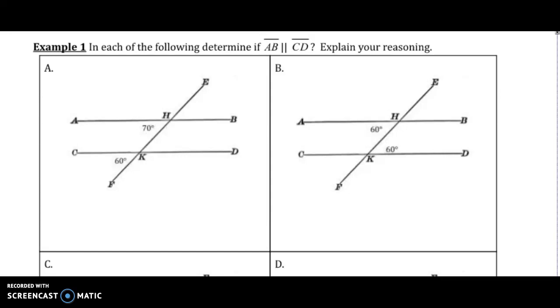This is Unit 2, Lesson 2. These are the examples from the lesson, and then there's some problems that you should try on your own, and I'll tell you when to pause the video.